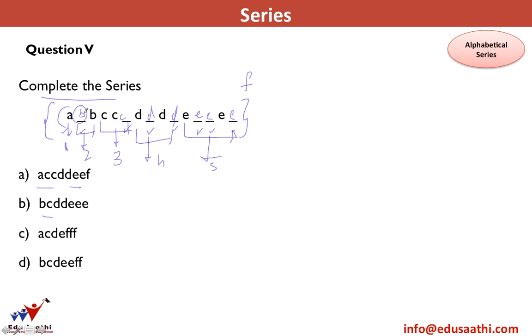So what is my answer? B, C, D, D and triple E. So this one, B, C, double D and triple E is the answer option.